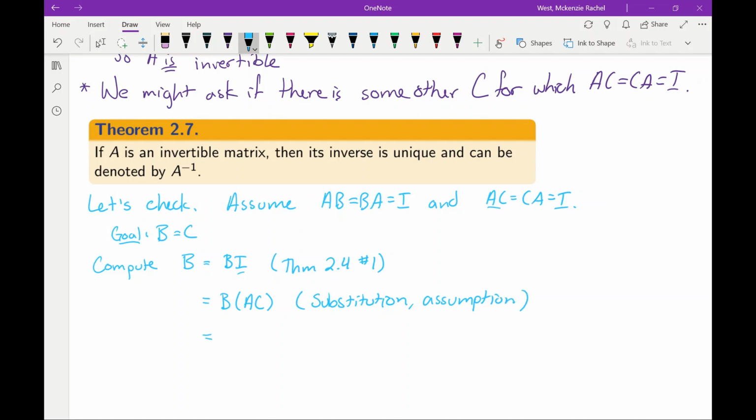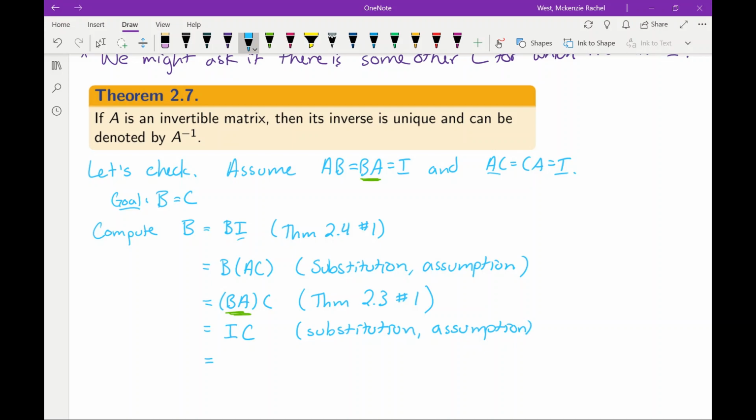But now look, B is pretty close to A, and when B multiplies by A, we get the identity matrix back. So let's rearrange this so that we're able to do that. We want to again justify this. This is theorem 2.3, number 1, which allows us to rearrange parentheses in multiplication. And now the B times A, these are next to each other, so we can do another substitution. So this is I times C, again by substitution using our assumption.